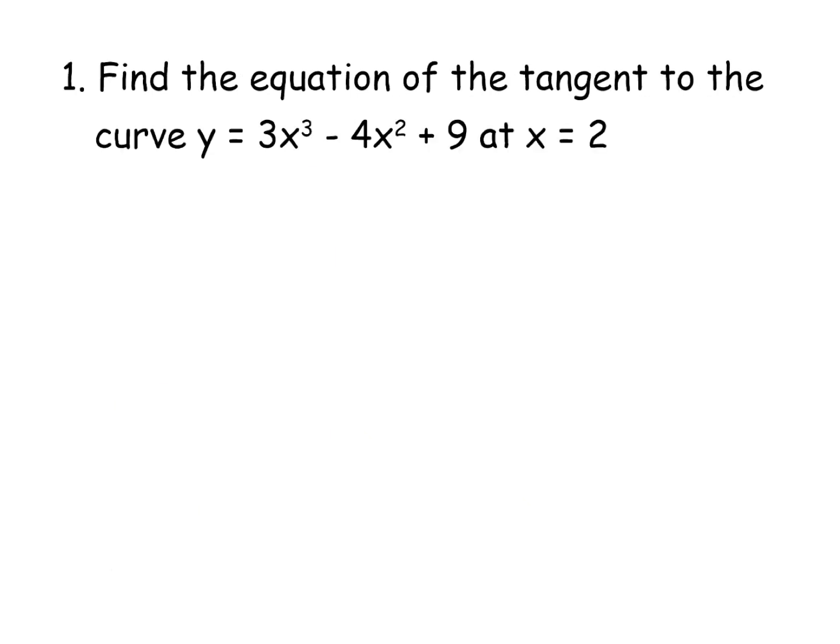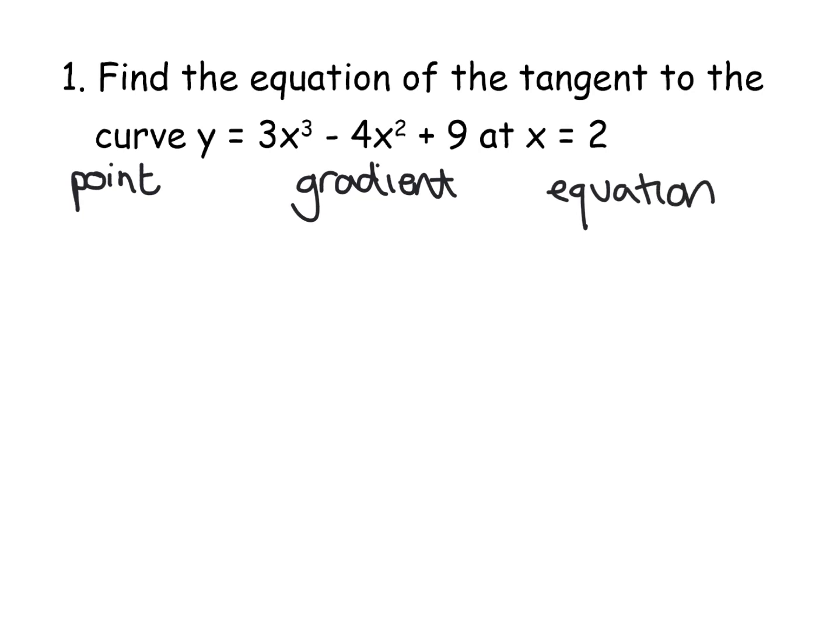So question 1, we have to find the equation of the tangent to this curve when x equals 2. So remember, equation of a tangent, I'm in the habit, any kind of straight line question, I always write out the 3 steps. I write the point, I write the gradient, and then I write the equation. It's just a good habit to get into because it helps prompt you into what you're going to do next. Because a tangent is a straight line, it's reminding you what to get. You need to get a point.